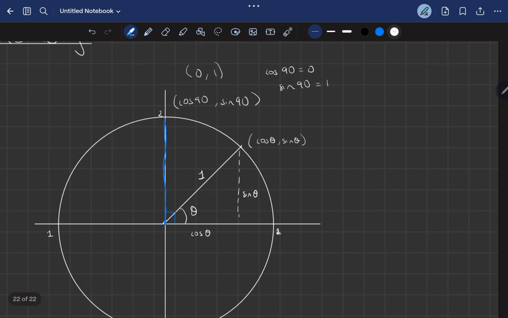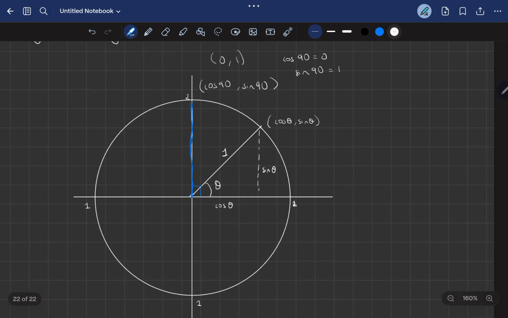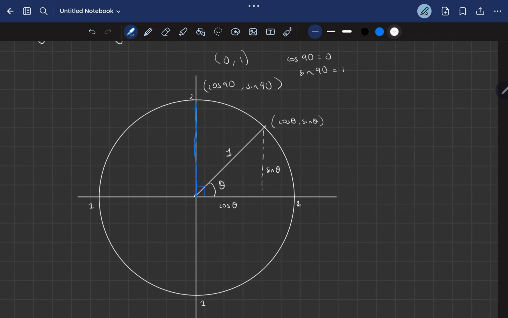And this also makes sense because, as we said here, sine theta is going to be the height, and right now the height is 1. And cos theta is the width, and the width is 0. Okay? This is how you understand basic trigonometry, sine theta and cos theta.